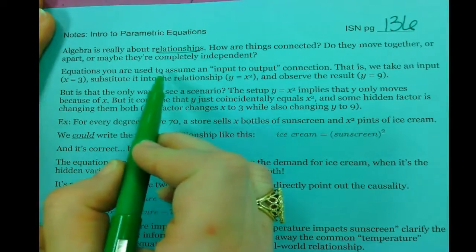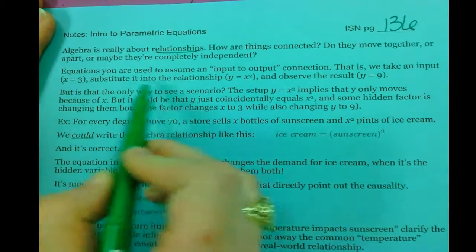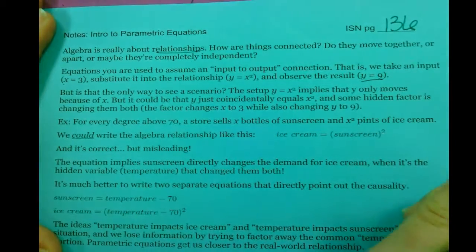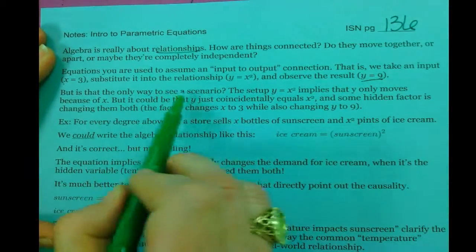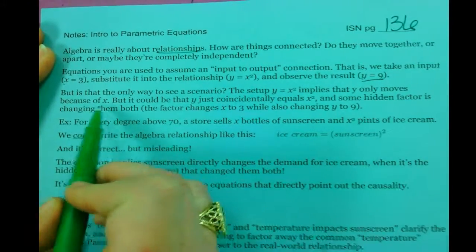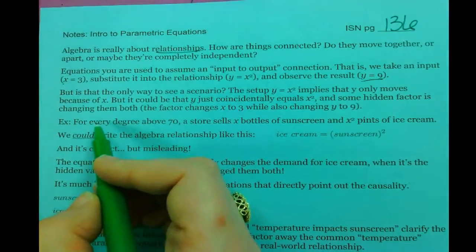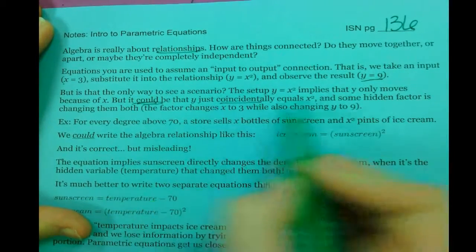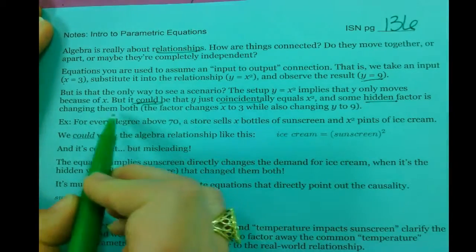So equations you are used to assume input, output, right? Like we take the input x equals 3, substitute it into this, and we observe our output, which is y equals 9. So when you talk about function machines, input, output, that sort of thing. But is that the only way to see a scenario? The setup of y equals x squared implies that y only moves because of x, because we talk about independent and dependent variables, right? Whatever's happening with y depends on what's happening with x. But it could be that y just coincidentally equals x squared, and some hidden factor is changing them both.